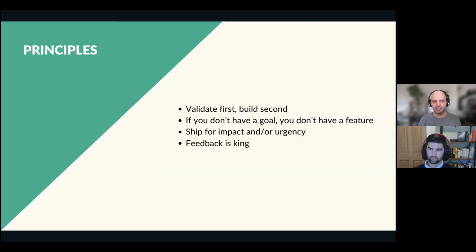Some of the principles that I lead myself by as a product manager: validate first and build second. If you don't have a goal, you don't have a feature. Always ship for impact or urgency, and feedback is king. This is one of my main principles.